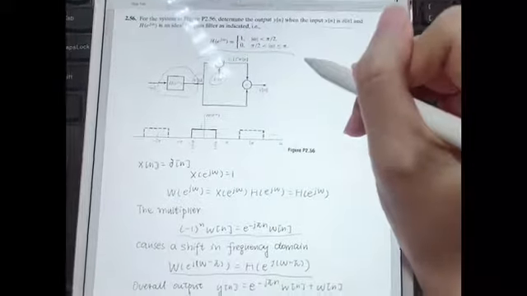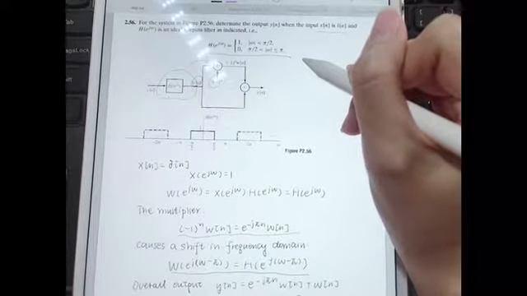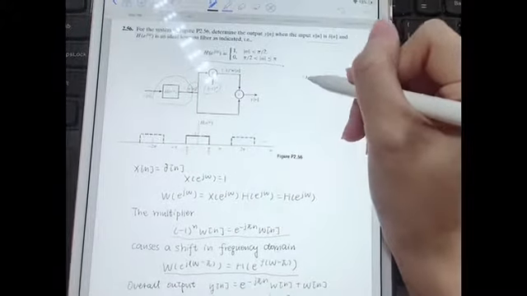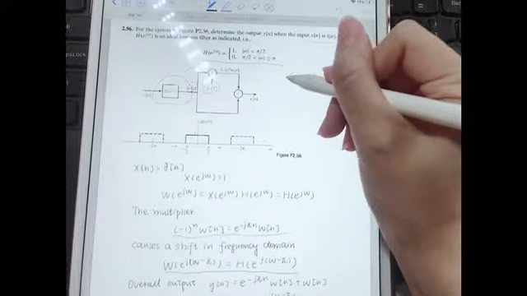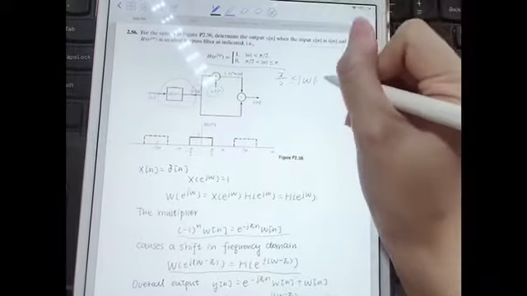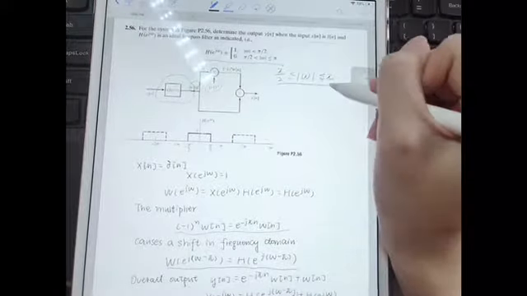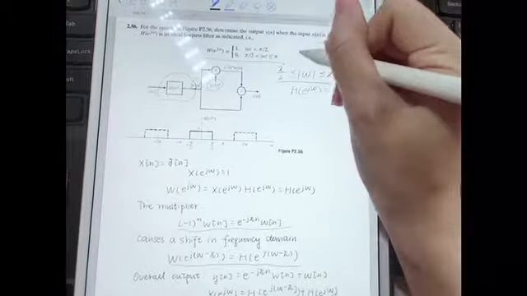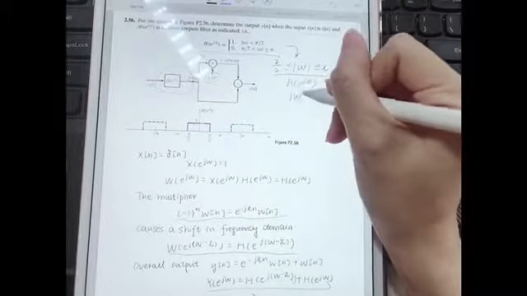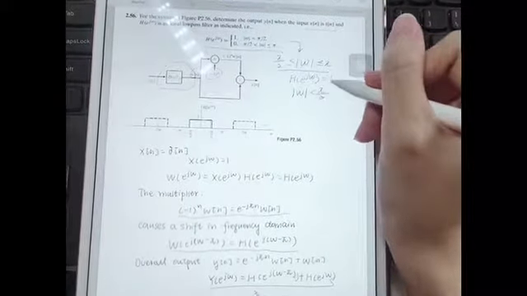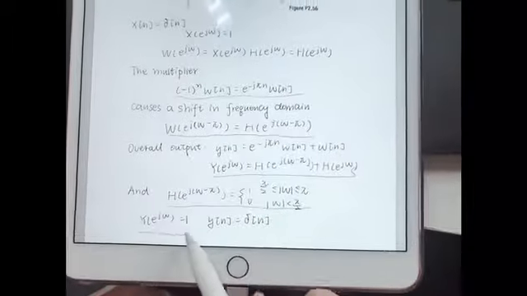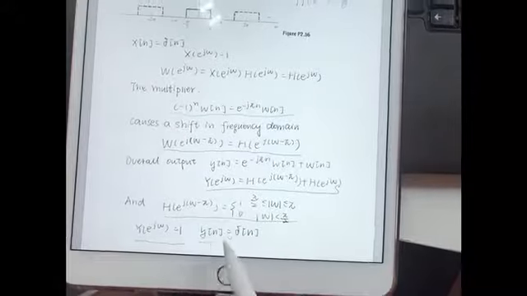When we make a shifting in the frequency domain, it means that the omega range is changed to π/2 and π, and in this period H(e^jω) equals 1. And when omega is smaller than π/2, H(e^jω) will equal 0, so Y will equal 1, and y[n] will equal delta[n].